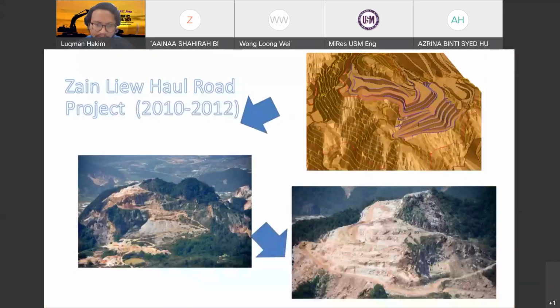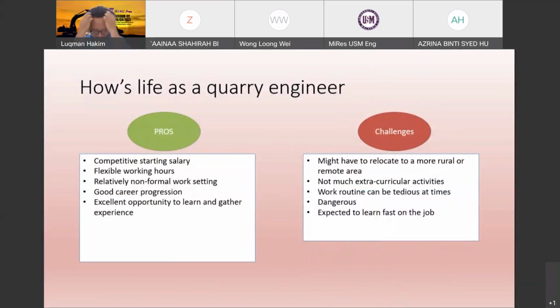Okay lah, ni saya rasa lebih kepada tajuk kita pada hari ni lah. Macam mana life sebagai seorang quarry engineer ni. Ini saya bercakap melalui pengalaman lah, bukan statistik atau apa, just pengalaman saya lah. Dia ada pro and con je lah, pro atau challenges.